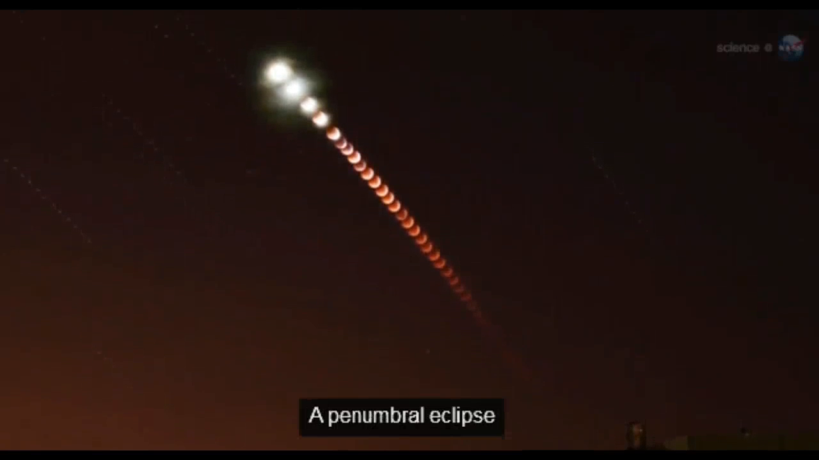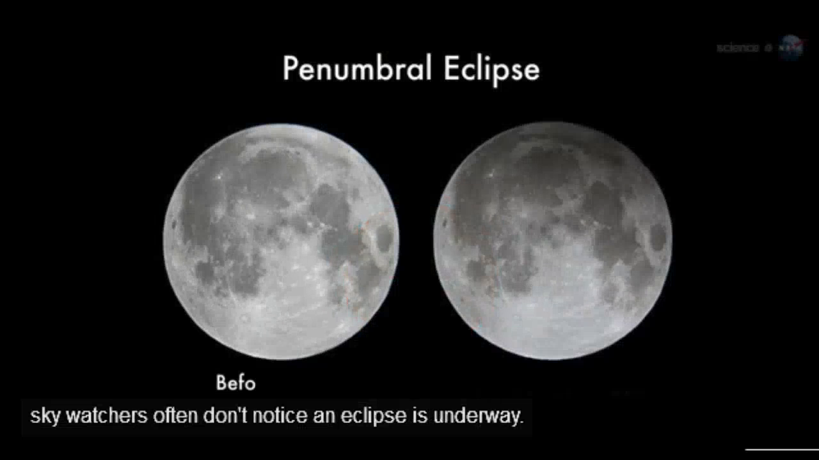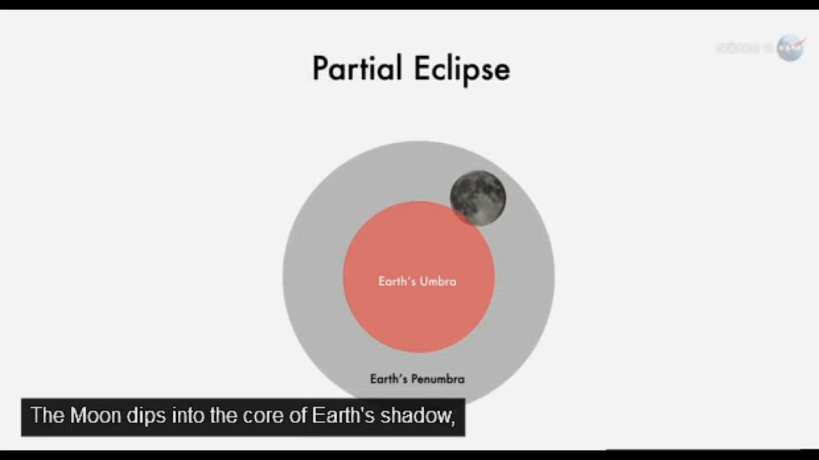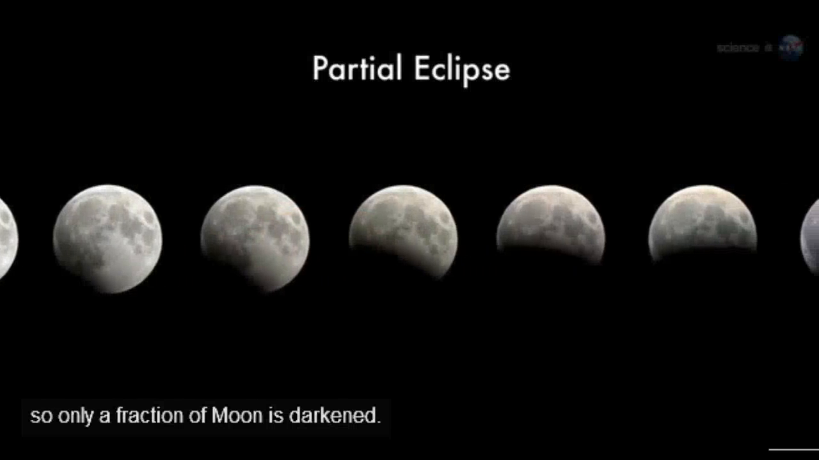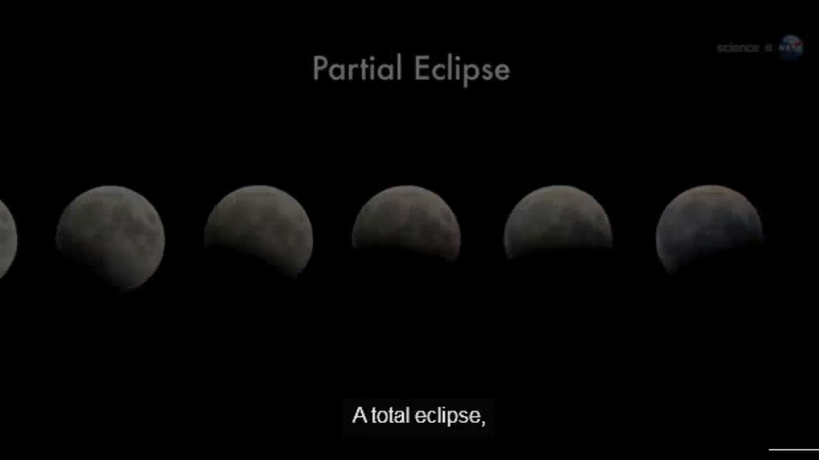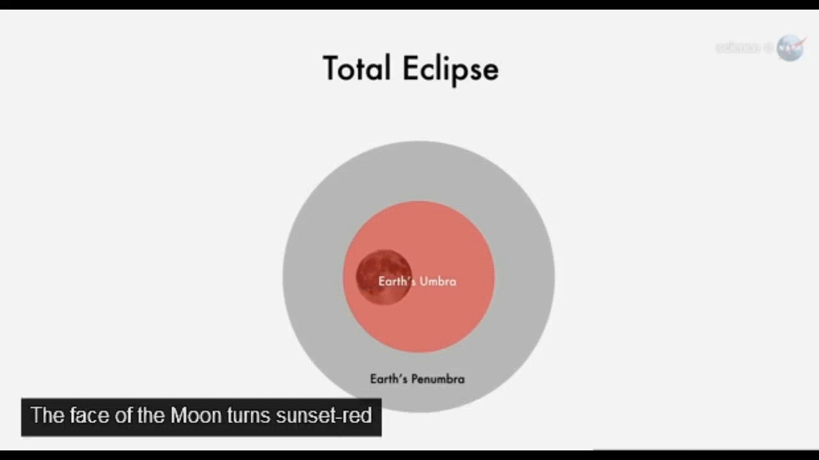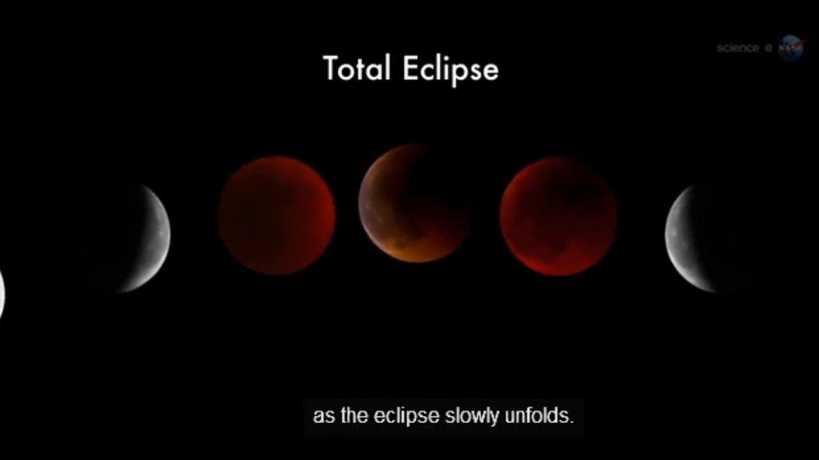There are 3 types. A penumbral eclipse is when the moon passes through the pale outskirts of Earth's shadow. It's so subtle, skywatchers often don't notice an eclipse is underway. A partial eclipse is more dramatic. The moon dips into the core of Earth's shadow, but not all the way, so only a fraction of the moon is darkened. A total eclipse, when the entire moon is shadowed, is best of all. The face of the moon turns sunset red for up to an hour or more as the eclipse slowly unfolds.